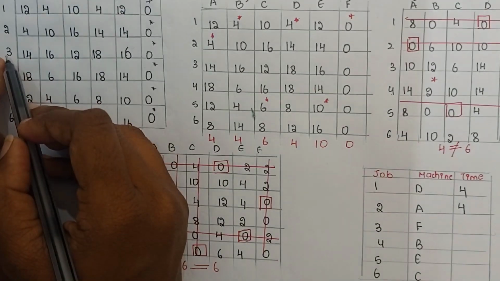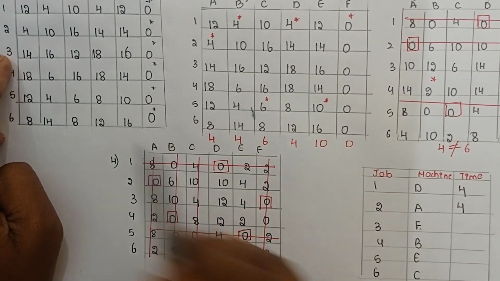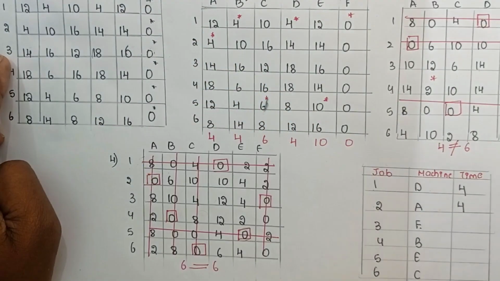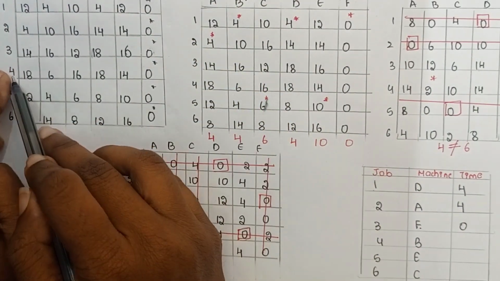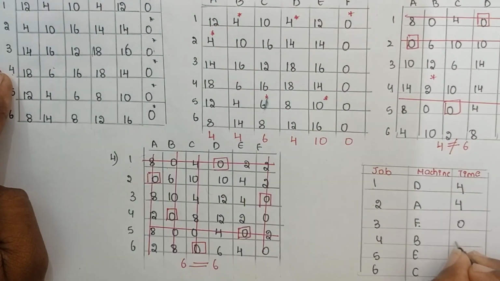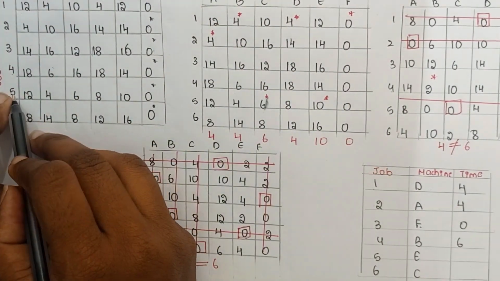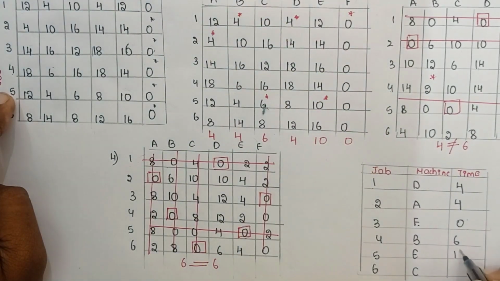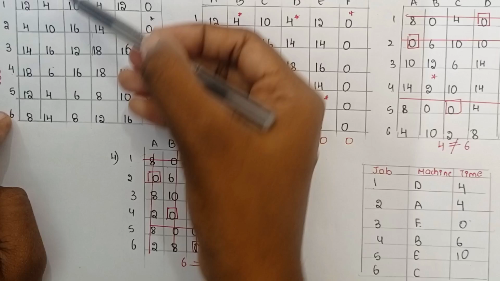And third job is performed by the F machine under that time 0. And fourth job is performed by the B machine at the time 6. And fifth job is performed by the E machine at the time 10. So sixth job is performed by the C machine at the time 8.